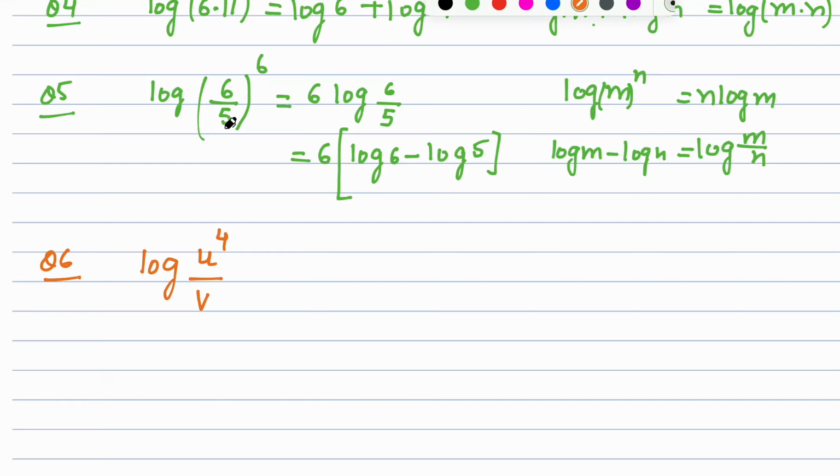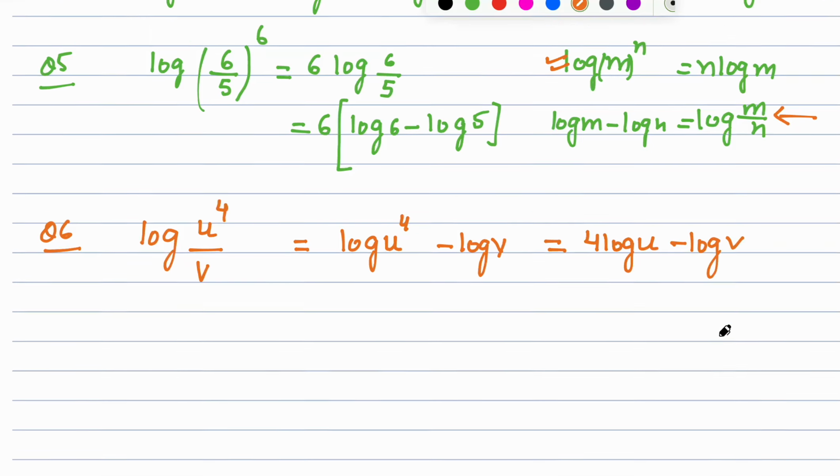So question number 5 and question number 6, these are different, right? First I will do log of u to the power 4 as it is, minus log of v. We are using this property, right? Now here I can use this property and write it as 4 log of u minus log of v. I hope that is clear.